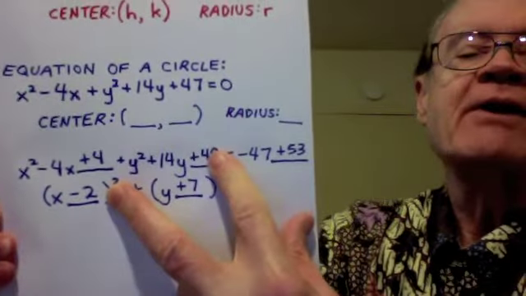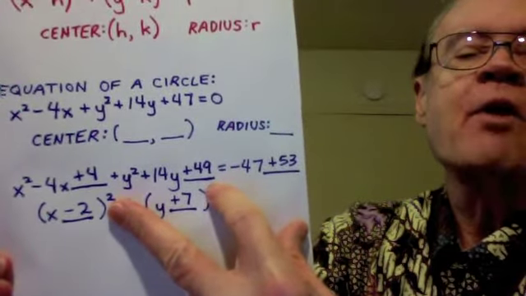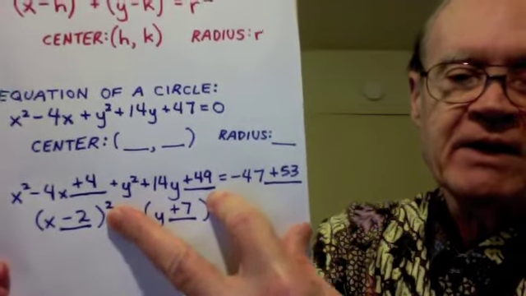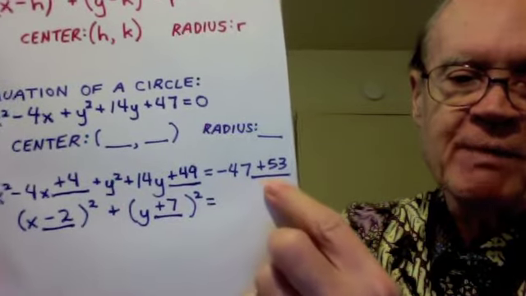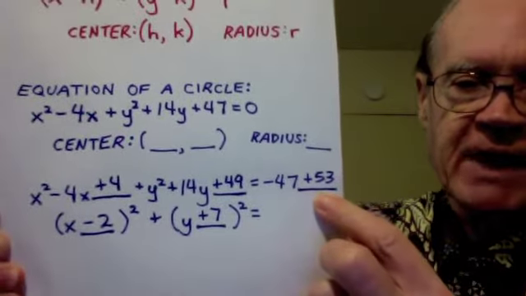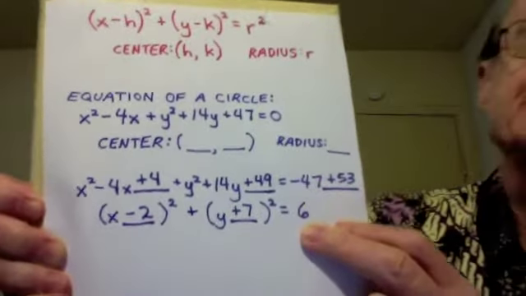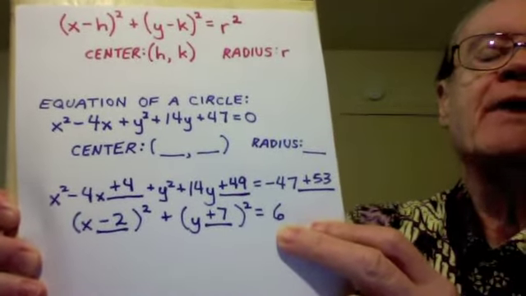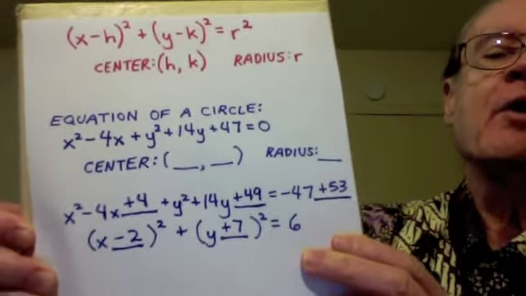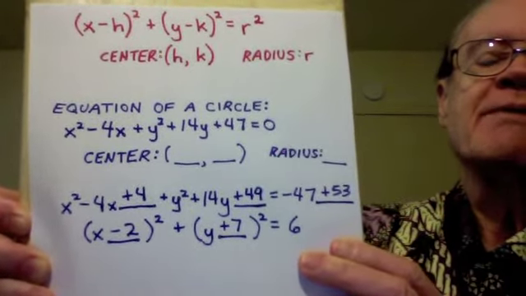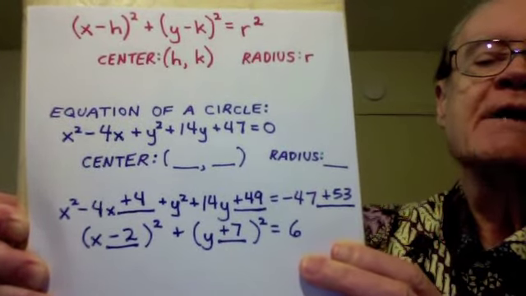Now we have just added to the left side of this equation 4 and 49. That is, we've added 53 to the left side. So to keep the equation balanced, we must also add 53 to the right side. So combining the constants on the right side gives us 6. So now we have the equation in the form shown in red. (x minus 2) squared plus (y plus 7) squared equals 6.